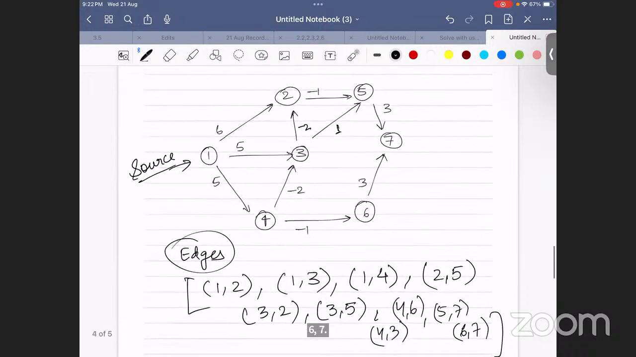So all these edges you have to iterate how many times? 6 times. This is bulky, but after 2 or 3 iterations everything will get settled. We can start with the first one, 1,2. What is the weight of 1,2? The weight of 1,2 is 6.